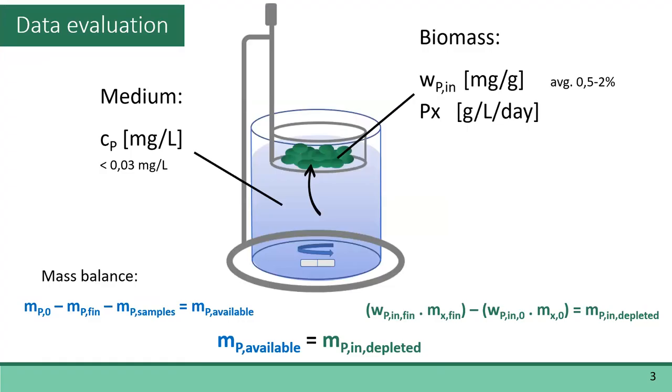For the data evaluation, from the medium and biomass, we have two types of data. We have the concentration of phosphorus in the medium, which we want to reduce under 0.03 milligrams per liter, which is considered as a threshold value for eutrophication. And from the biomass, we can determine the productivity and the intracellular phosphorus concentration. From these numbers, I can determine the amount of phosphorus available in the medium for the algae to uptake, and also the amount of phosphorus in the biomass, which was actually depleted.